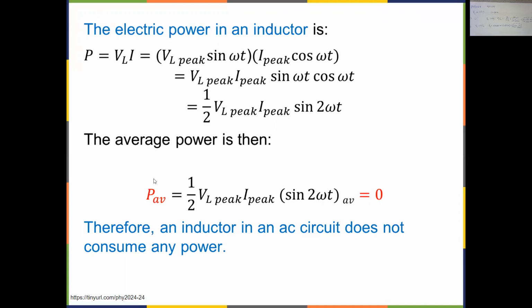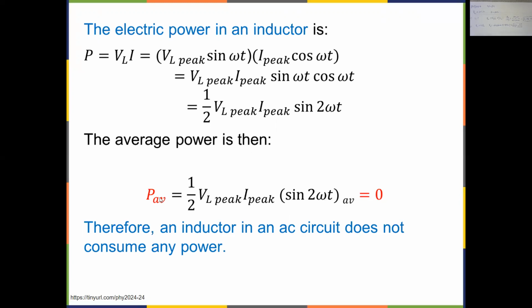If you average this power, the constant terms, the 1/2, the V peak, I peak, still remain. And if you do the averages, it's still the same, right? Because they are constant numbers. But if you do the average of the sine function, sine of 2 omega t, it's going to be oscillating around 0, right? So if you average that, it's going to give you 0. So this term's average will be 0.